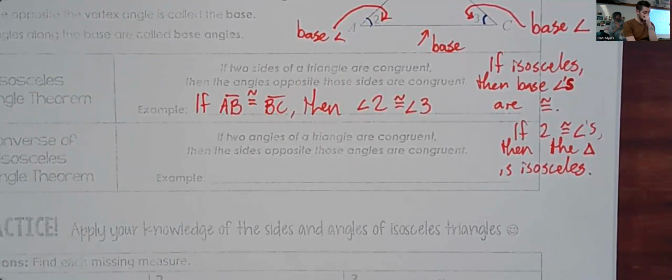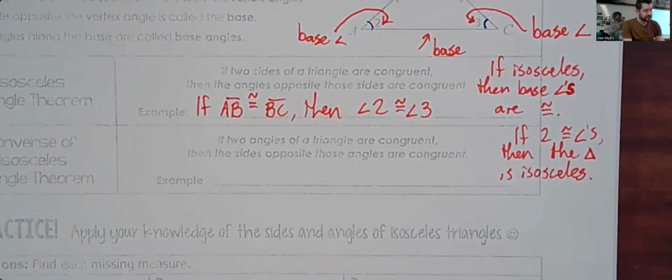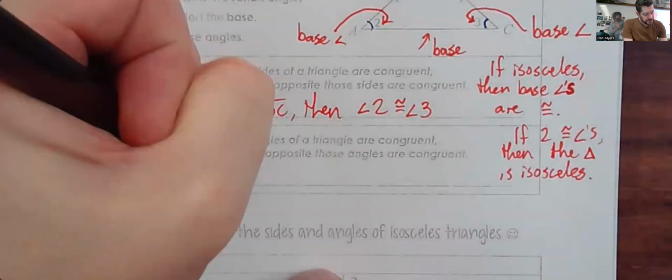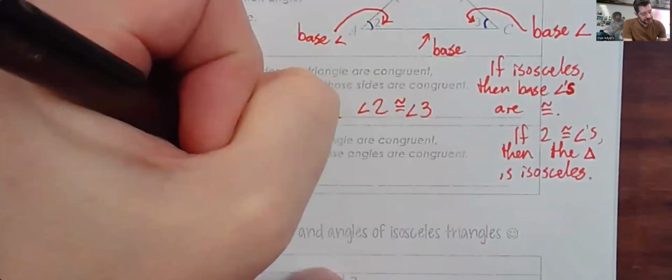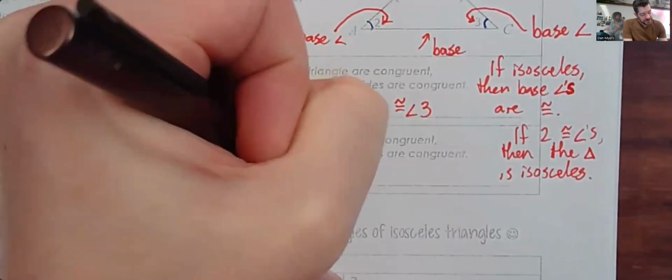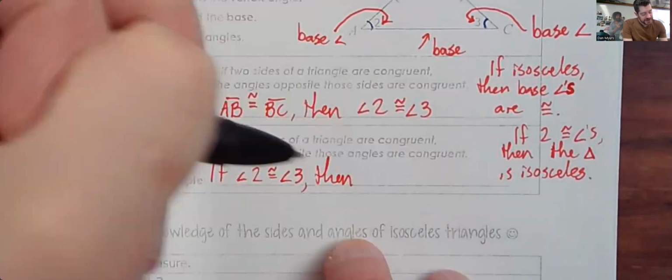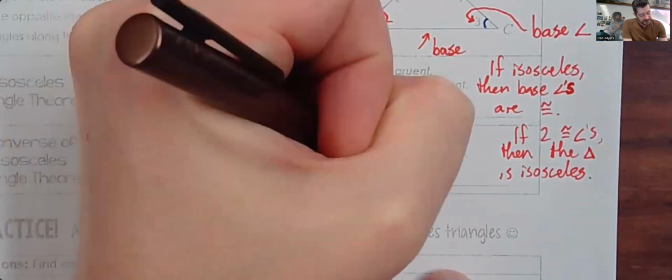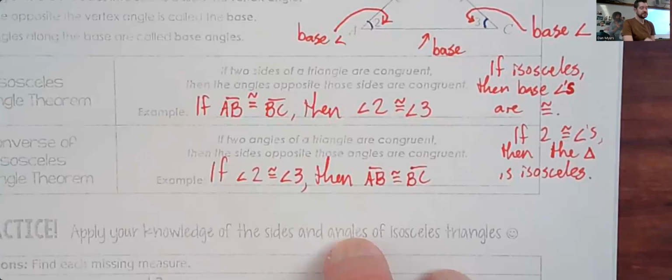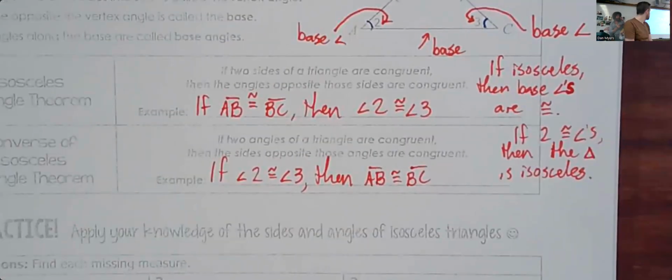And so our example is going to say, if angle 2 is congruent to angle 3, then side length AB is congruent to side length BC, or segments. So we're just switching the phrasing because that's what a converse does.